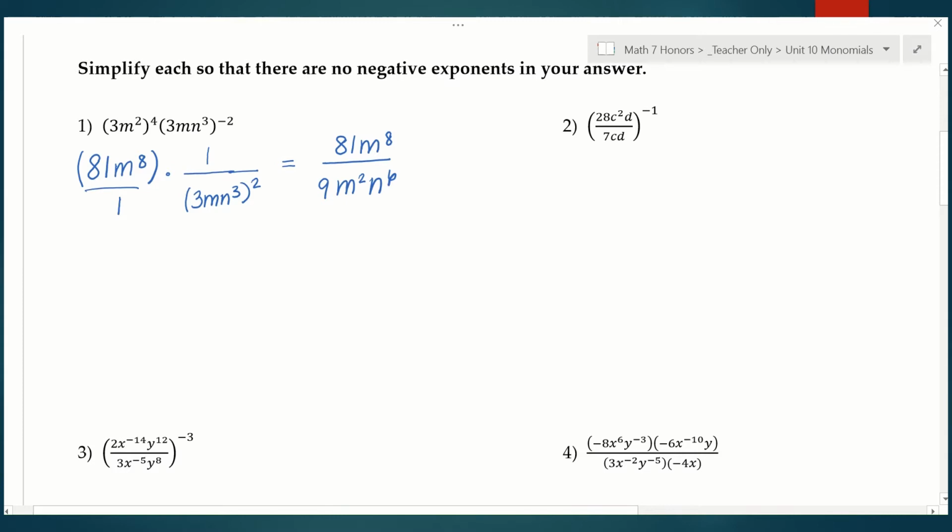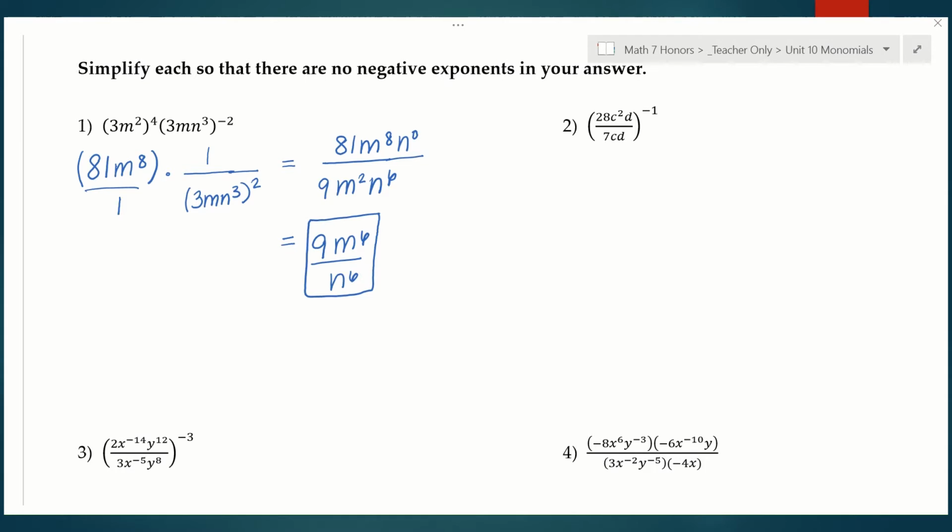Okay, so I'm almost done. My last step is going to be to divide. So 81 divided by 9 is 9. M to the 8th divided by m squared would be m to the 6th. And then if you think about this as this n to the 6th already being in the denominator, we would have to keep it there. Another way you might think of this is that there might be like an n to the 0 in the numerator. So 0 minus 6 would give you n to the negative 6, which would go to the bottom anyways to become positive. So I like to just think, all right, it's already in the denominator. I need to keep it there. And that's your final answer for that one.